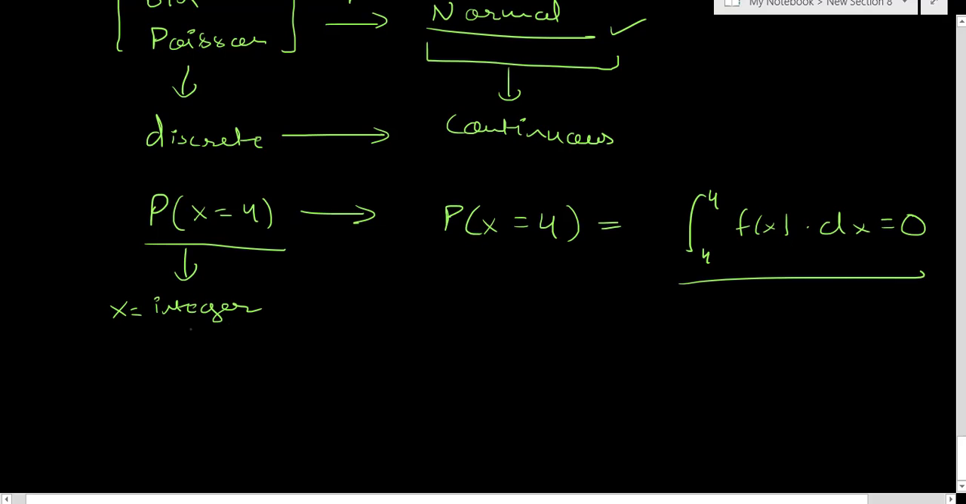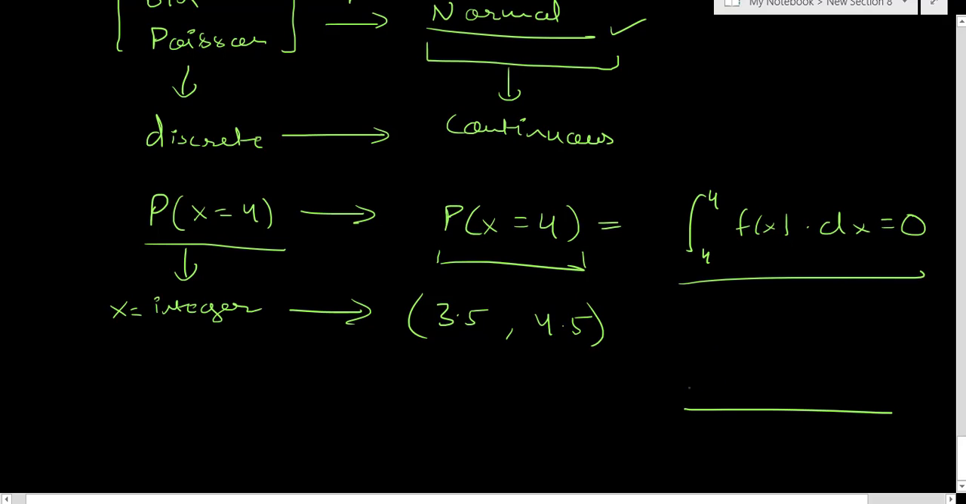So we can make these integer values, in case of a normal distribution, include a range. For example, the range of 4 can be from 3.5 to 4.5. How did I get that? I just fixed the continuity of this thing. Let's say I had a value at 3, and then a value at 4, and then a value at 5, and then 6.